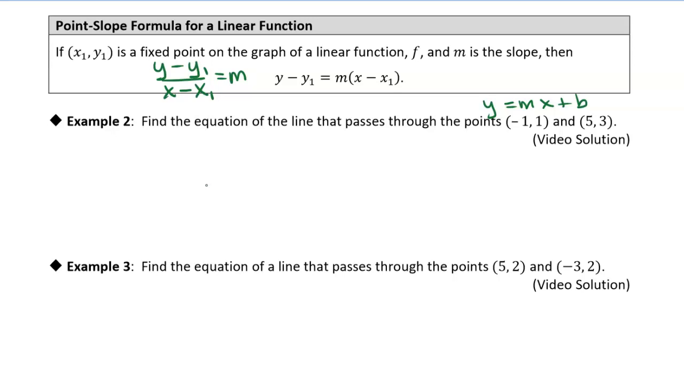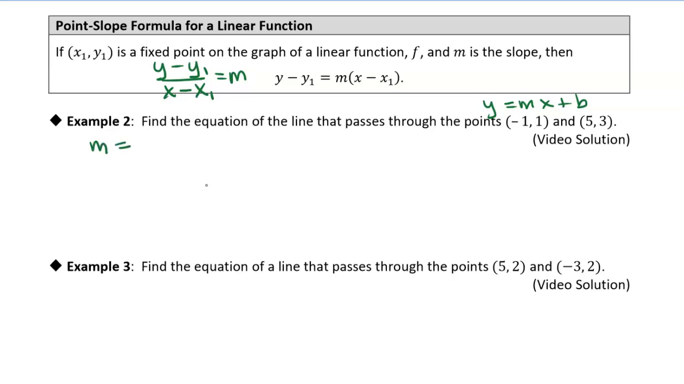Well, anytime you're given 2 points, you can find the slope of the line, right? That's the rate of change over that interval. And so we know that if it's a line, it has a constant rate of change. It has a constant slope. And so the first thing we can do is just find the slope of the line, right?